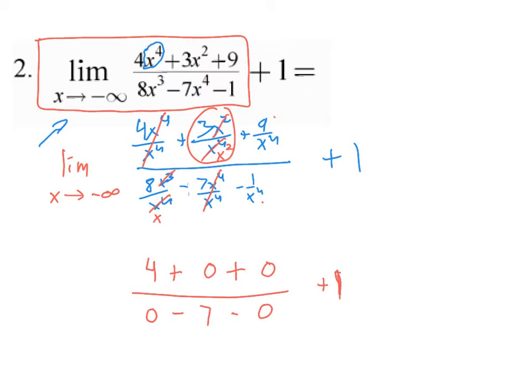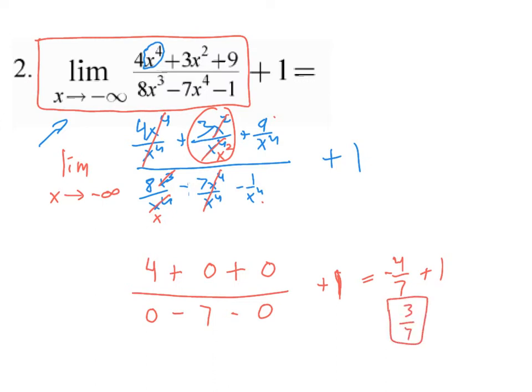So really what happened is that instead of actually computing this and plugging in really, really large numbers, you have 4 plus 0 on top, and then a negative 7 on bottom. So that looks like negative 4/7 plus 1, and then we can compute that. That's 3/7. So that's what this limit turned into.